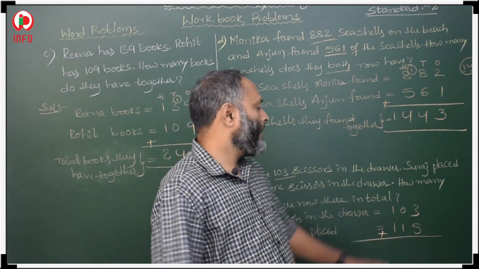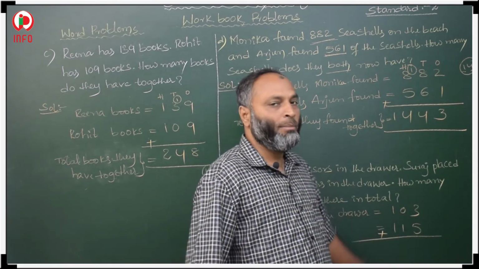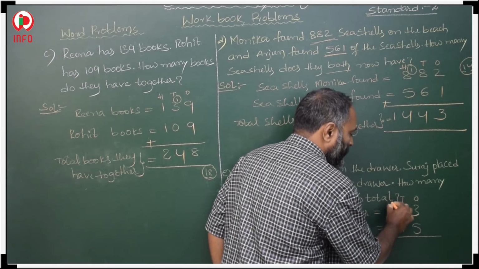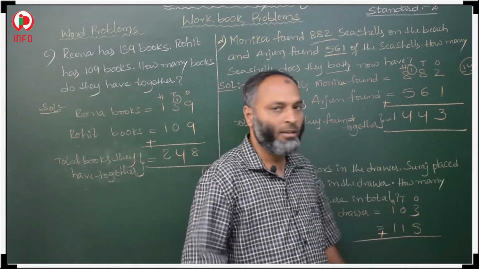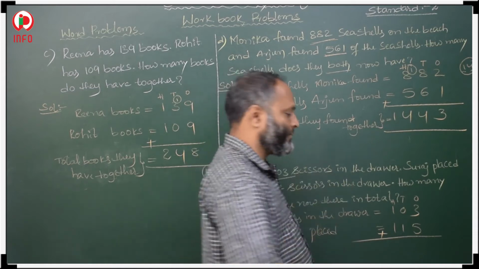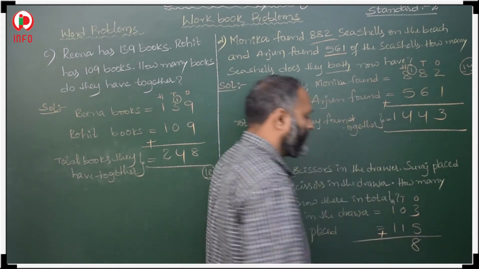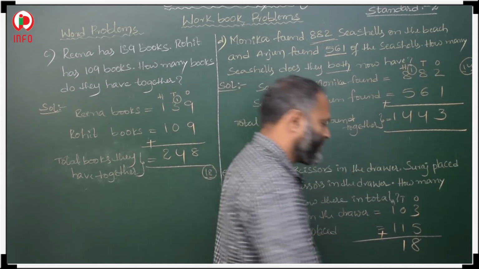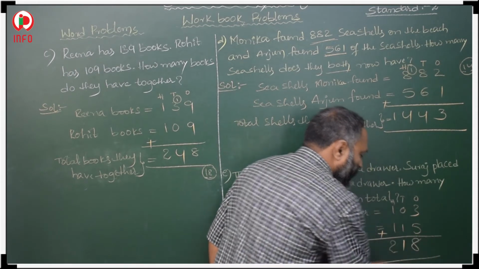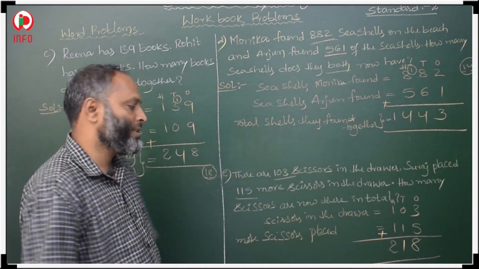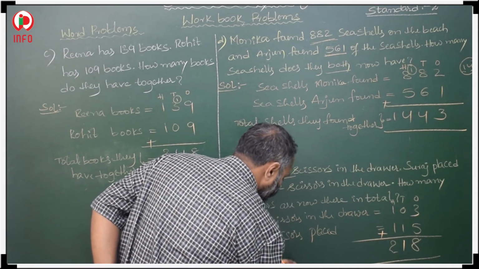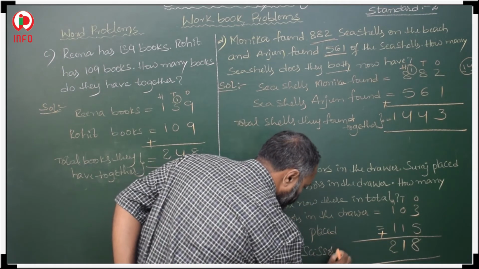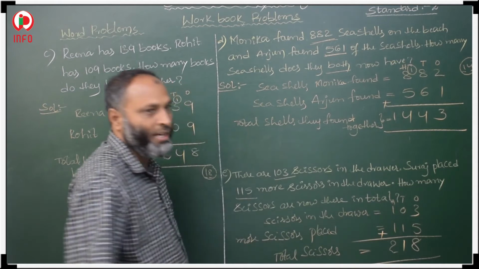Now 5 plus 3 or 3 plus 5, anyhow same. First, this is the 1's place, 10's place and 100's place. Add 5 plus 3: 5, 6, 7, 8. 8 we have to write. 1 plus 0, 1. 1 plus 1, 2. 218. So, this is the total scissors. Total, this many scissors. 218 scissors were there.